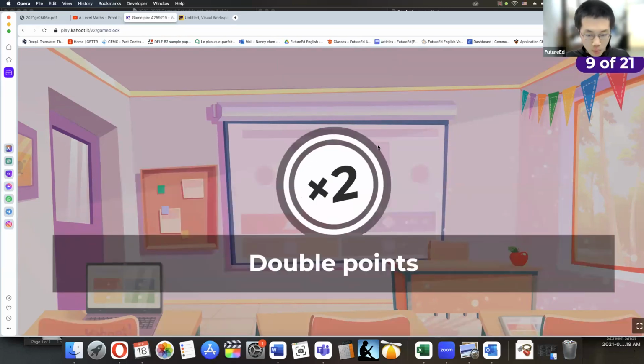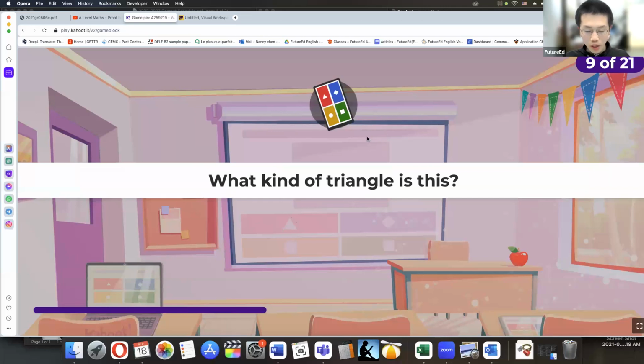Right, question 9. See what this one is. Ooh, what kind of triangle is this? You have to look at the picture.